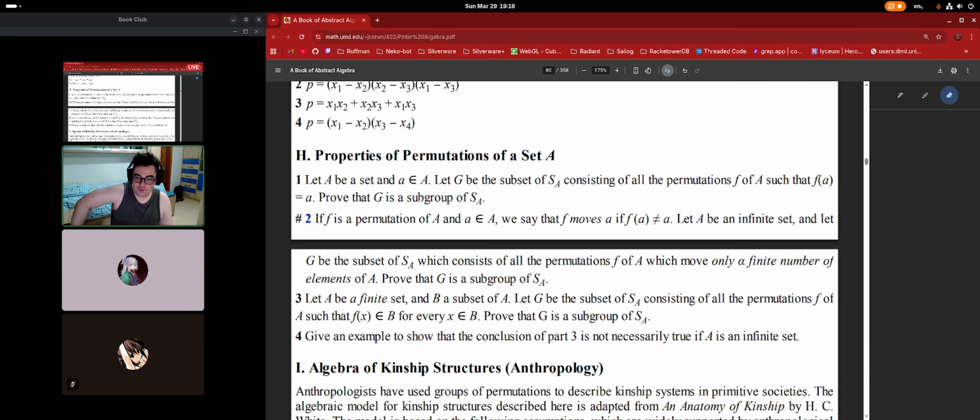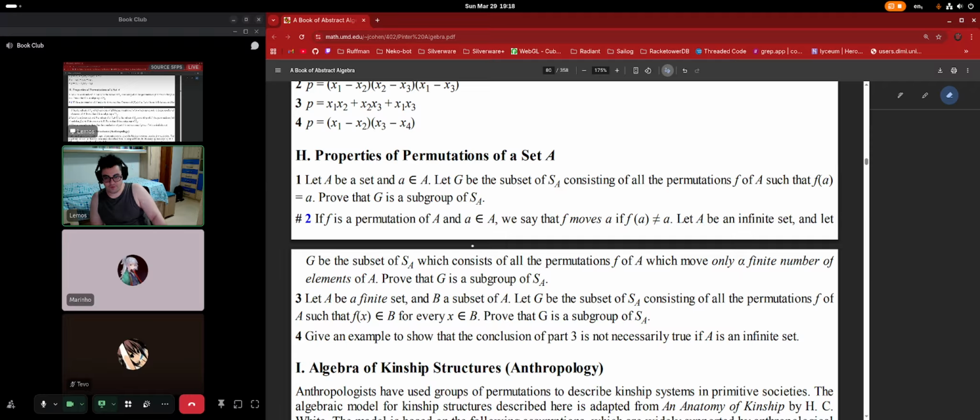Okay, so H, properties of permutations of a set A. Let A be a set, let G be a subset consisting of all the permutations F of A, such that F of A equals A. Prove that G is a subgroup of S_A.